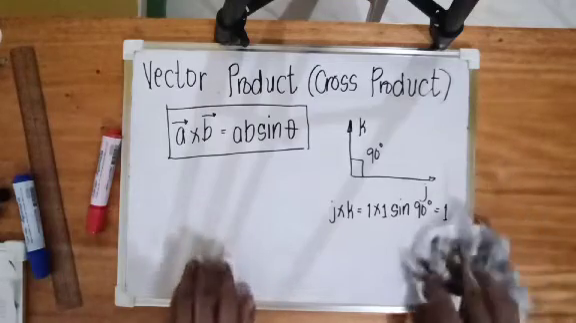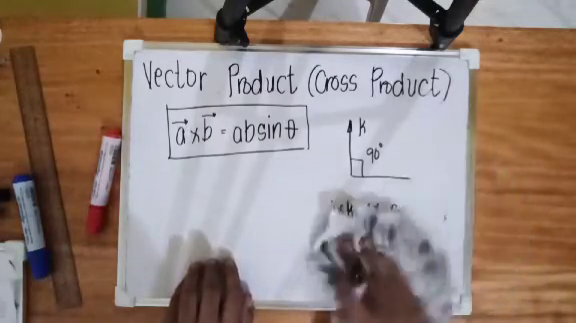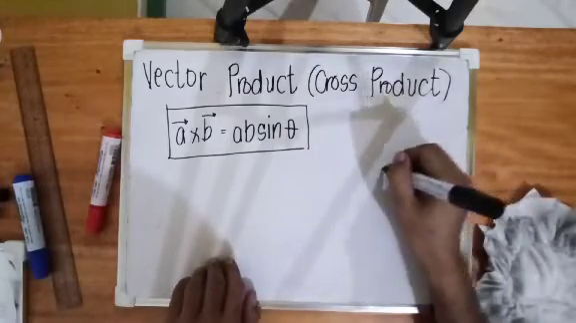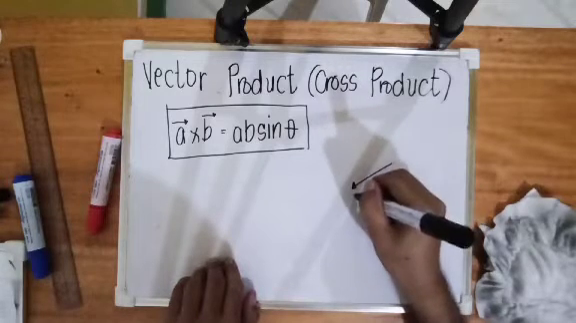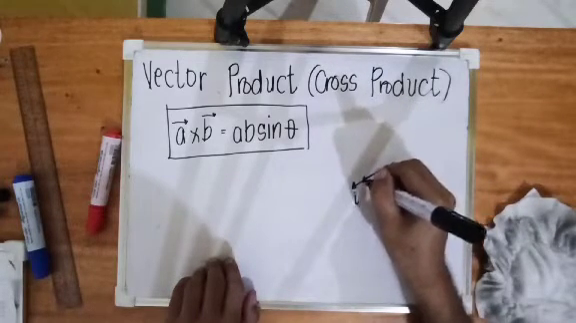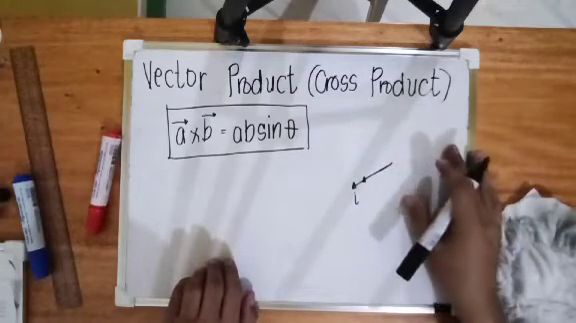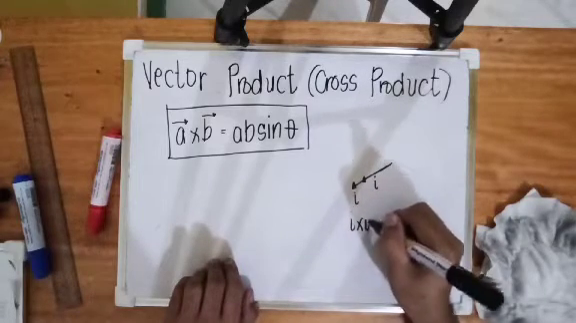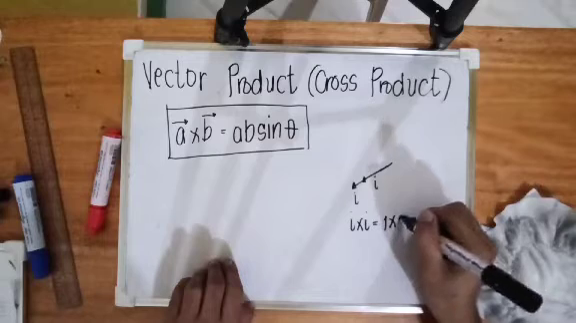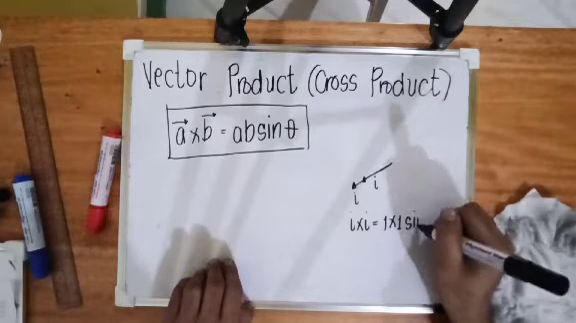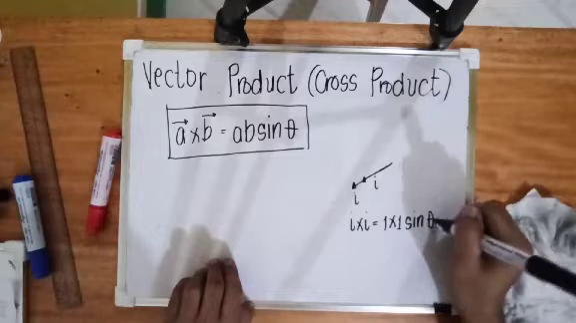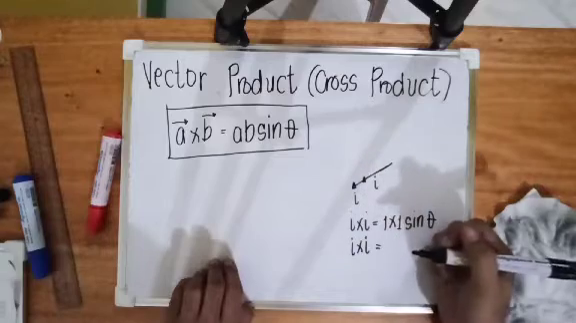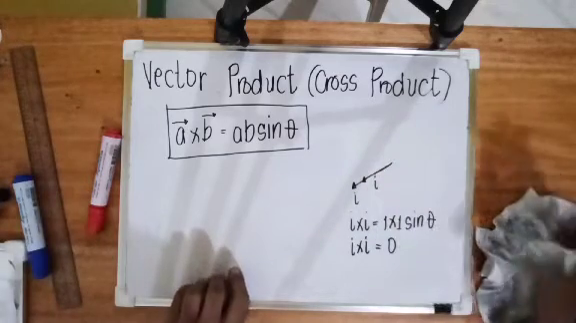And if we have the same unit vector, like I and I, the vector product or the cross product of the two unit vectors is 1 times 1 times the sine of the angle between the two unit vectors, which is 0. Then the vector product of the two unit vectors, I and I, is equal to 0.